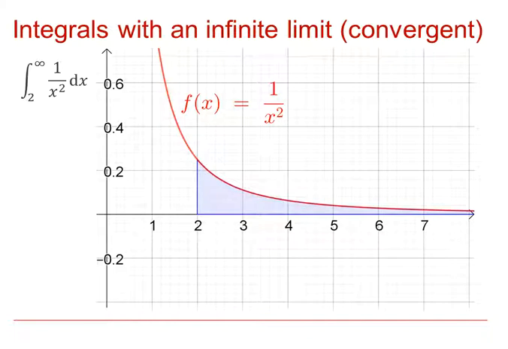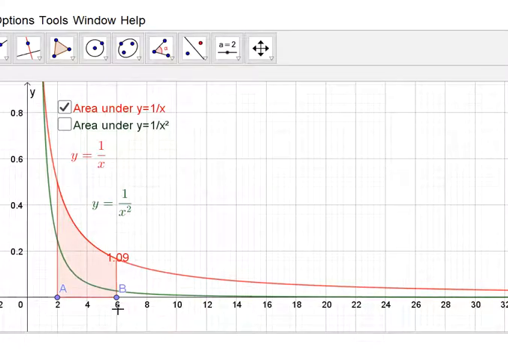So in this example, we'd like to integrate 1 over x squared between 2 and infinity, and we will consider this using a GeoGebra file. So here we're going to look at two examples. First we can look at the area bounded by 1 over x starting at x equals 2. As we make the top limit bigger and bigger, we can see that the area appears to be getting bigger and bigger as well.